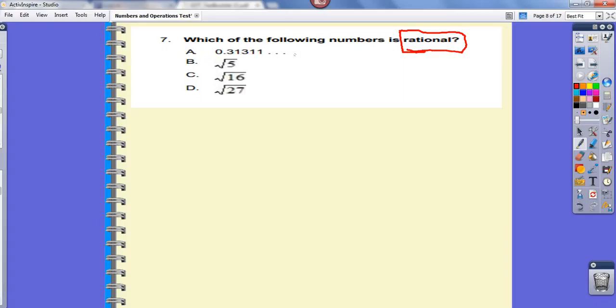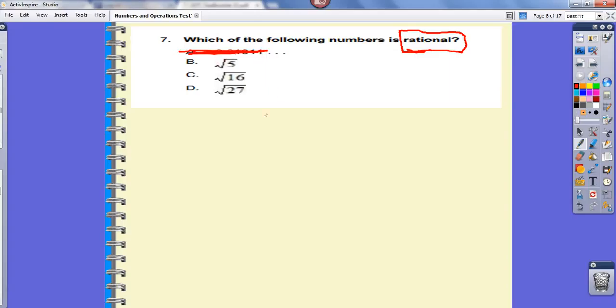0.31311 dot dot dot. Well, no pattern, and the dot dot dot tells me that's going on and on with no pattern. That's going to be an irrational number. Again, if I look at the next few square roots, the old rule that I talked about earlier, if it's not a perfect square, then it's going to be irrational. So I look at the square root of 5.